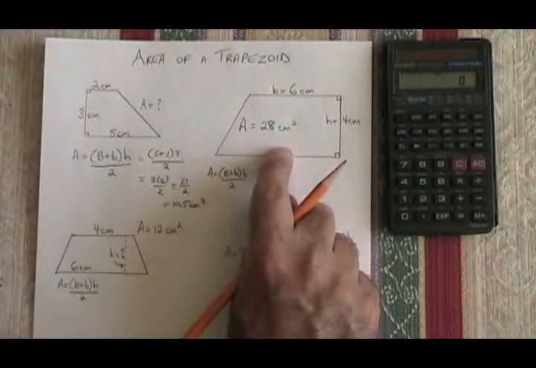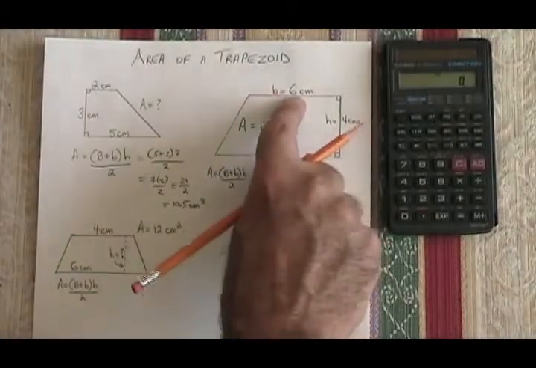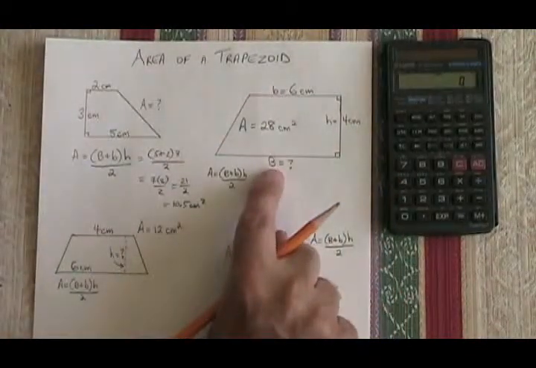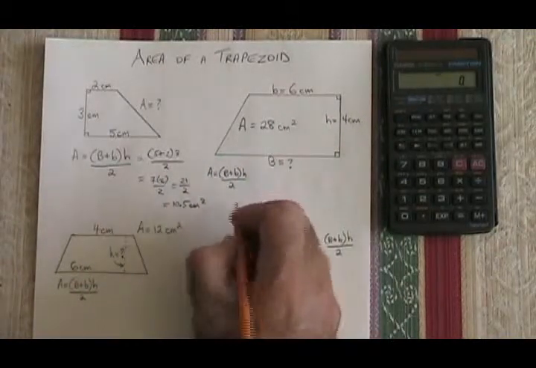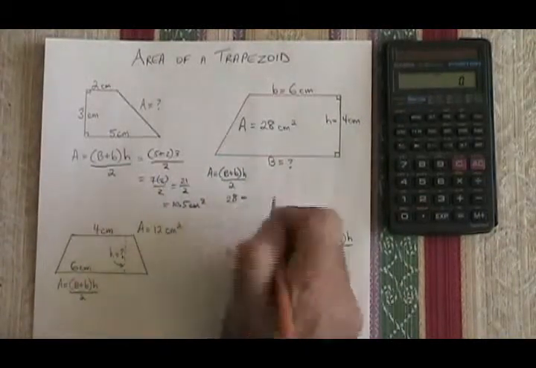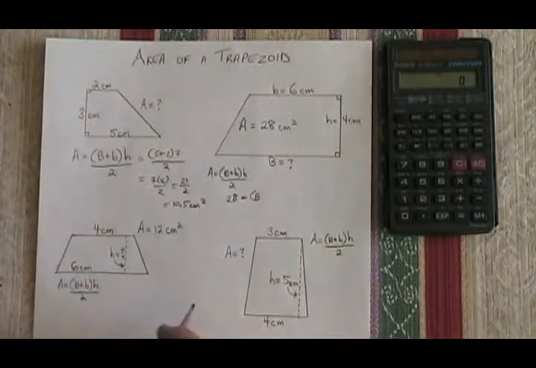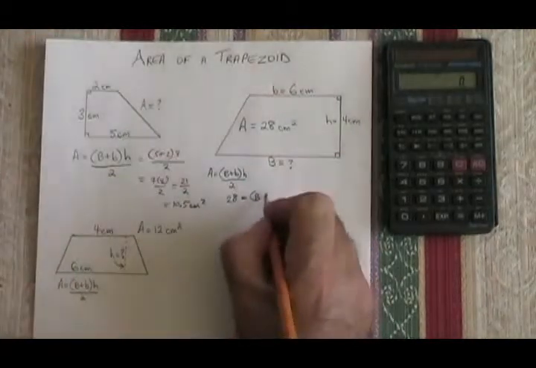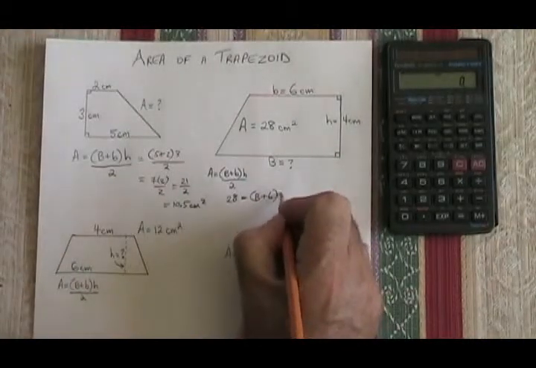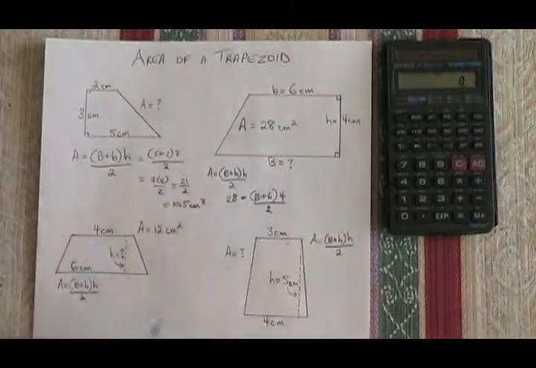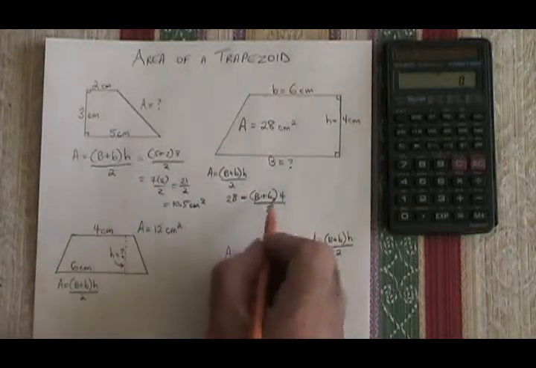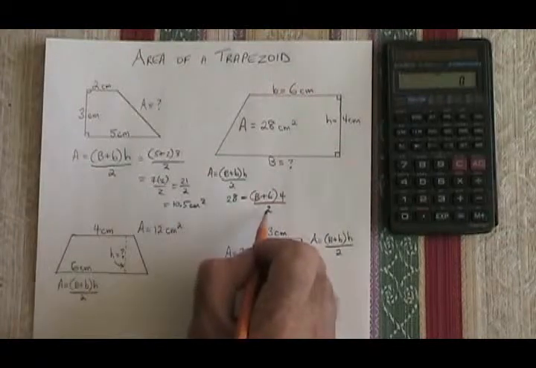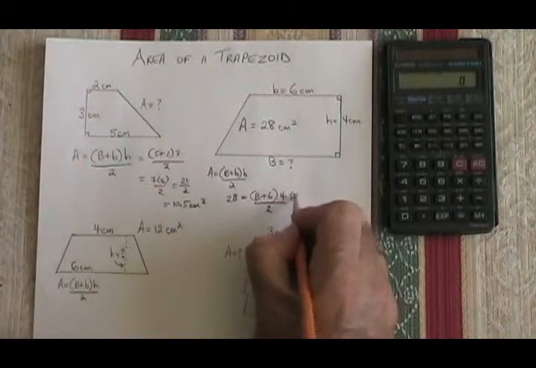In this second right trapezoid, we're given the area, and the little b and the h. We're being asked for the big B. So we fill in our formula like this. 28 equals, big B stays a variable, plus little b 6 times h 4 over 2. In algebra, I have a big fraction with a 2 on the bottom. I want to get rid of the fraction, so I will multiply both sides by 2.